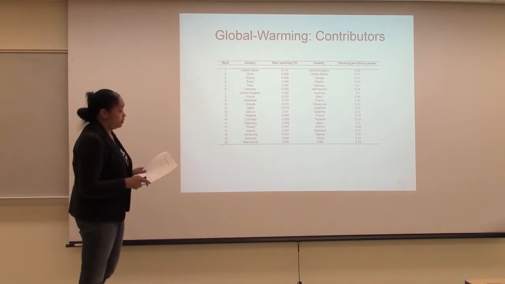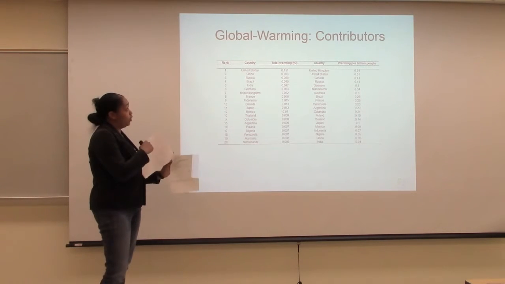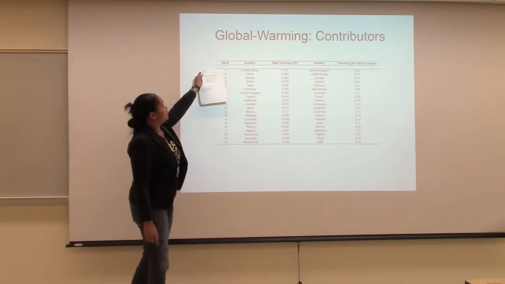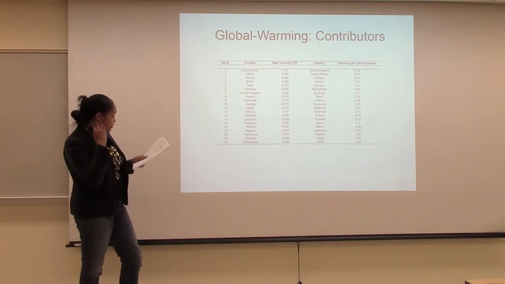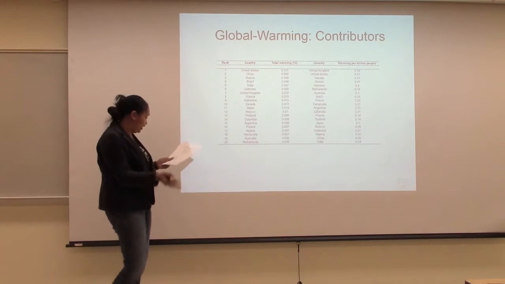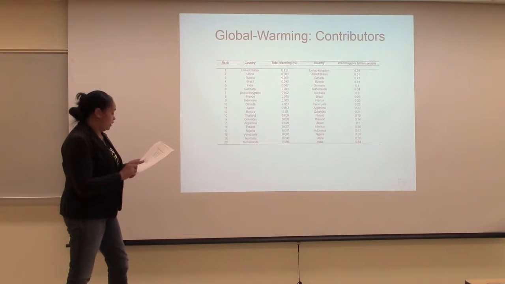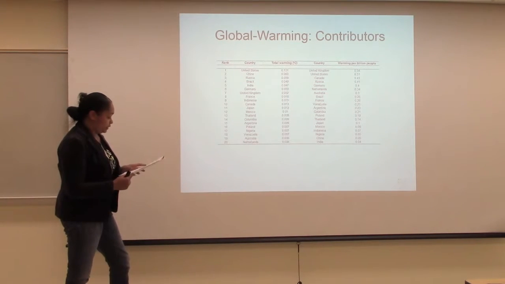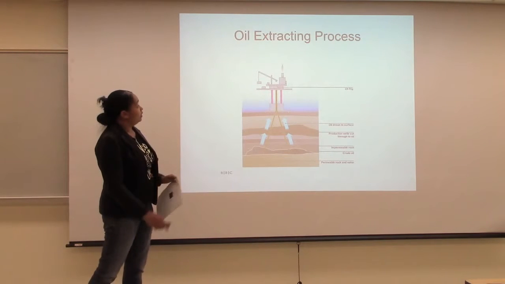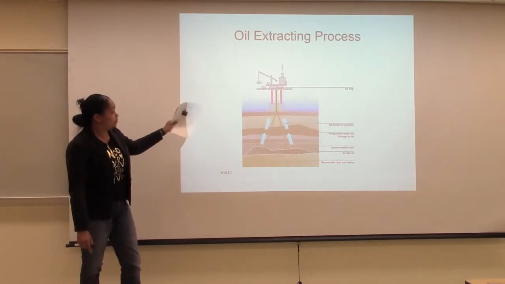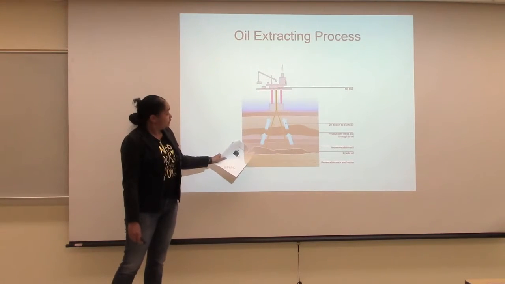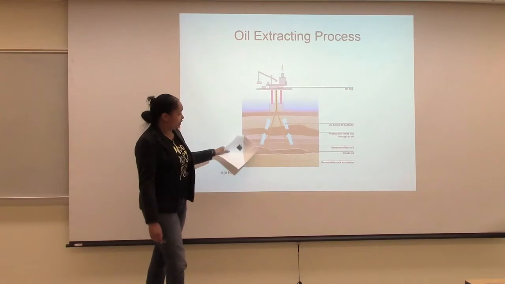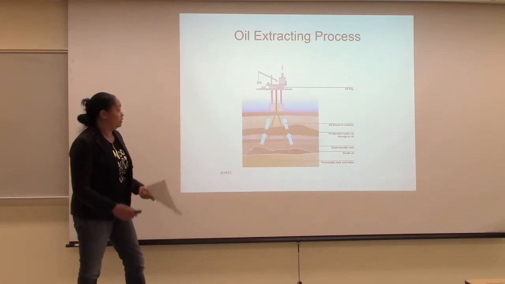Here are the contributors to global warming. As you can see here, the United States ranks number one. These are the top 20 countries contributing to temperature changes, because they use fossil fuel and produce greenhouse gas emissions. I just put this graphic here to give you an idea of how the oil gets extracted. You can see all the layers here, and how they extract the oil.